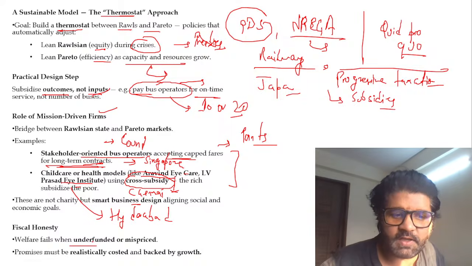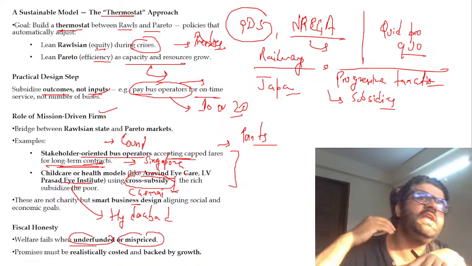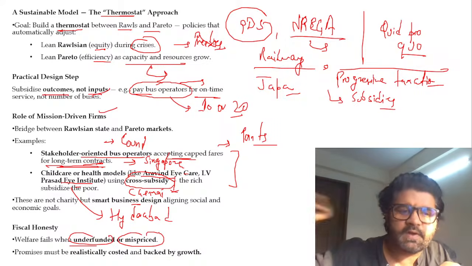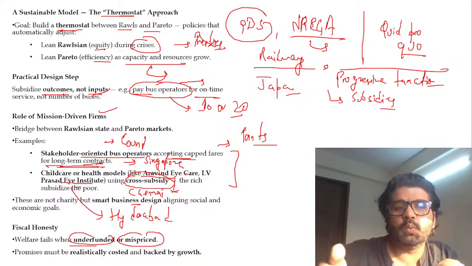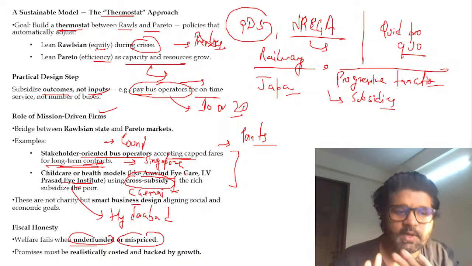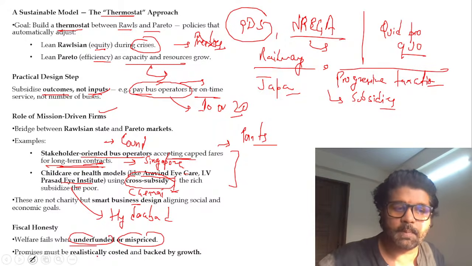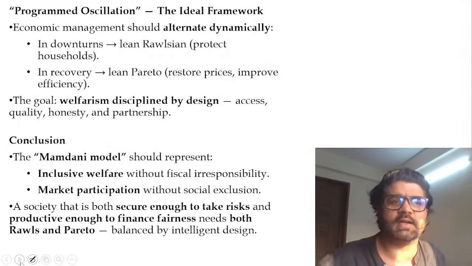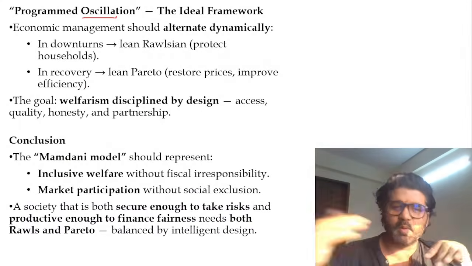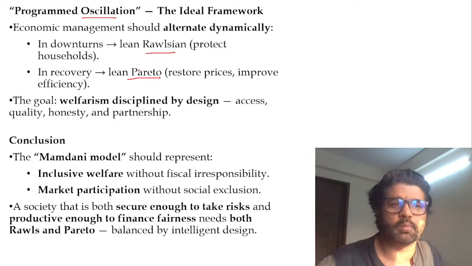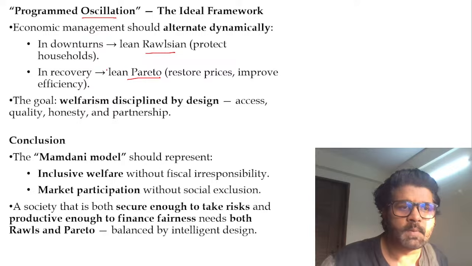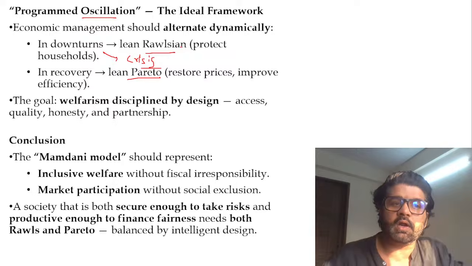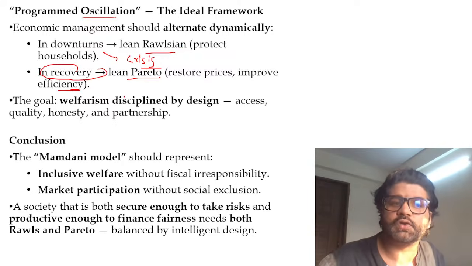So, fiscal honesty: welfare fails when underfunded or mispriced. You cannot keep on giving 200 units of electricity free all the time. You can't keep on giving free buses all the time. After a certain period, you will either decrease the quality or the light will not come. So there has to be a balance which has to be maintained. Promises must be realistically costed and backed by growth. Hope you're understanding where this article is going. There has to be an oscillation between the Rawls model and the Pareto model, the equity model and the efficiency model. In downturns, as we have discussed, this is just a repeat: in crisis, focus on the equity model, and when the economy is recovering, focus on the efficiency model.